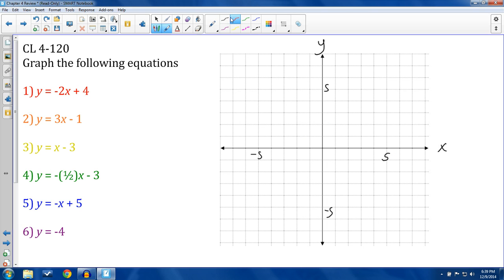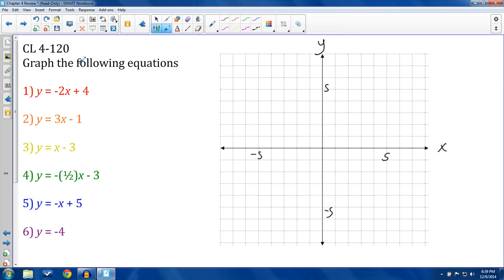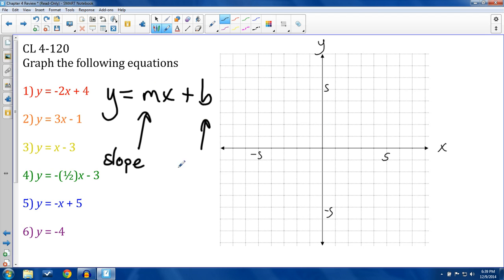Okay, let's start with number 1 here. This is y equals negative 2x minus 4. Let's make sure we're red. Before we start, let me write this out. Y equals mx plus b. The important thing is if you are going to graph without using a table, you need to know what these things mean. We talked about them. M means slope. B means y-intercept.